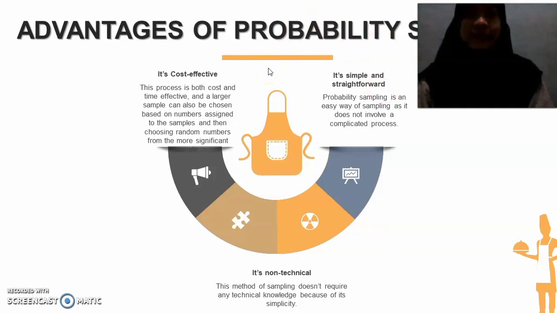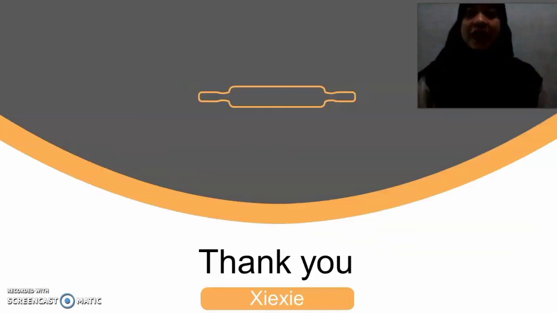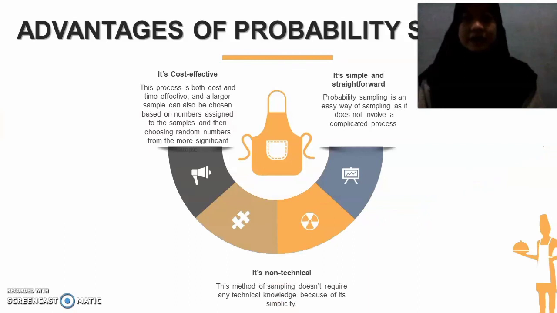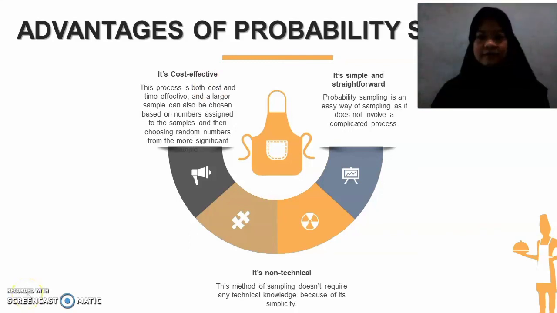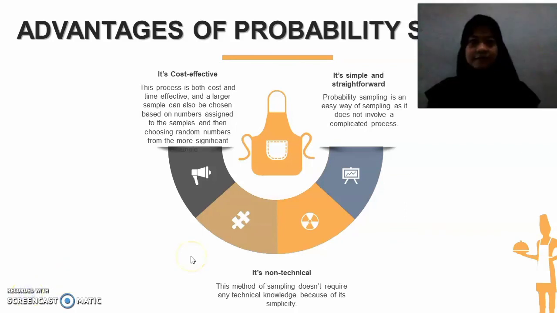There are three advantages of probability sampling. First, it's cost effective. This process is both cost and time effective, and a larger sample can also be chosen based on numbers assigned to the samples. Second, it's simple and straightforward. Probability sampling is an easy way of sampling as it does not involve a complicated process.